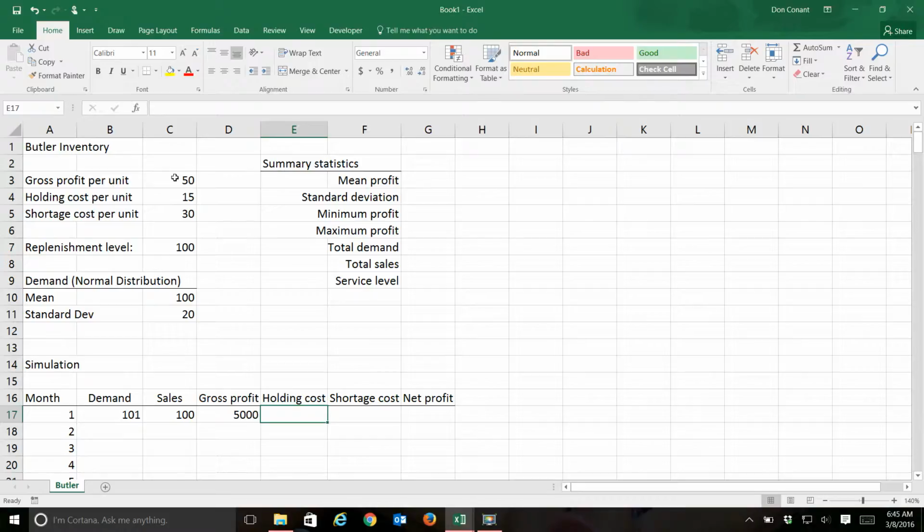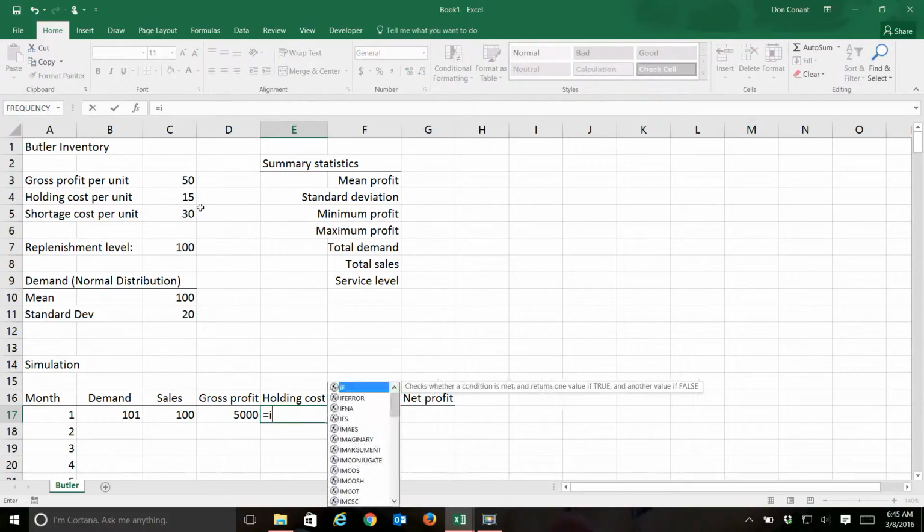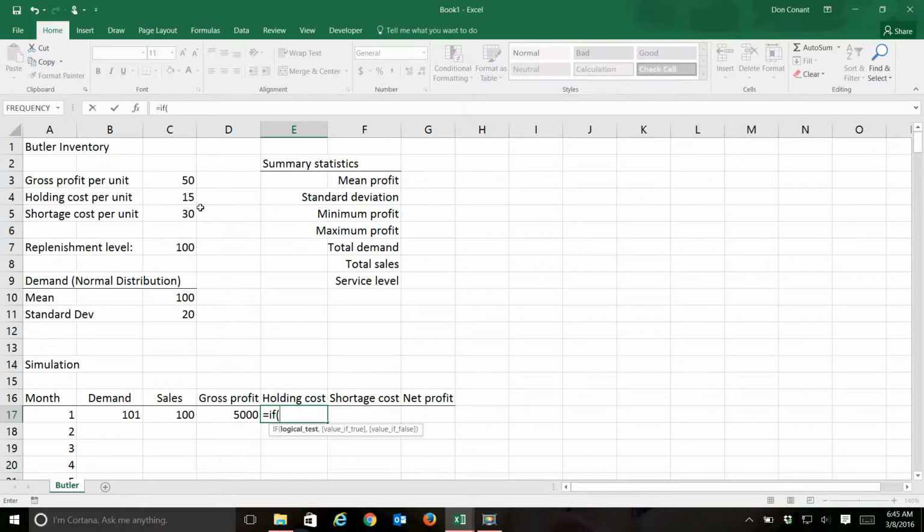Now for holding costs, we need to look and see if we are holding any. If we're holding some, in other words, if demand was less than the replenishment level, then we had some left over, so we're holding them. We need to multiply that value times the cost for holding items per unit. Otherwise, we put in a 0. So I'm going to use an if function here. I'm going to take a look to see if demand was less than the replenishment level. If demand was less than the replenishment level, and I'll make that absolute, then we have a holding cost. So I'll take the replenishment level, since I know it's larger, make that absolute, and I'll subtract from it the demand.